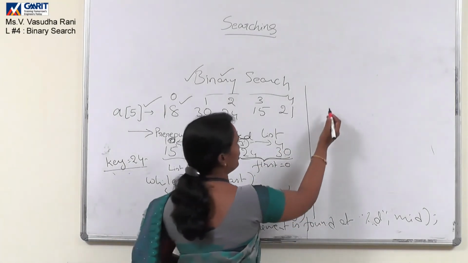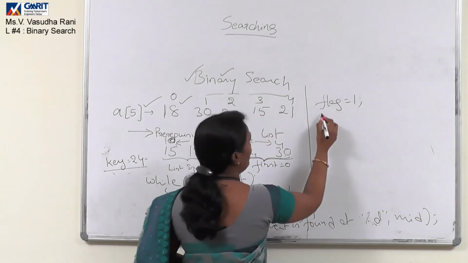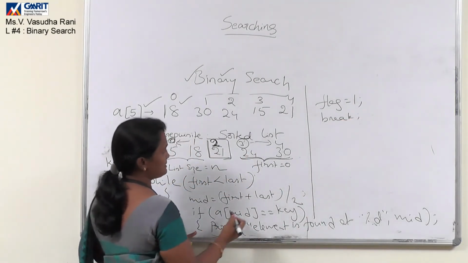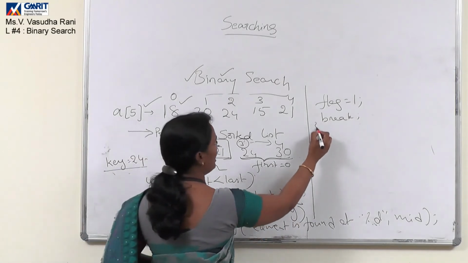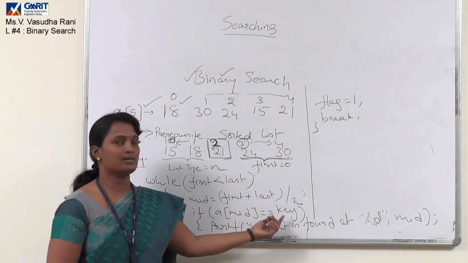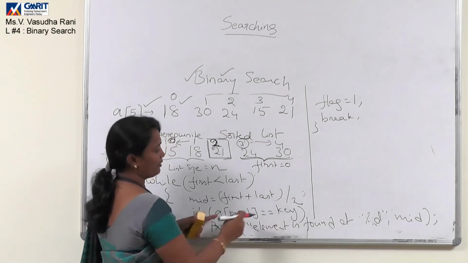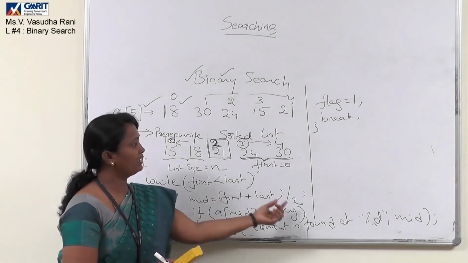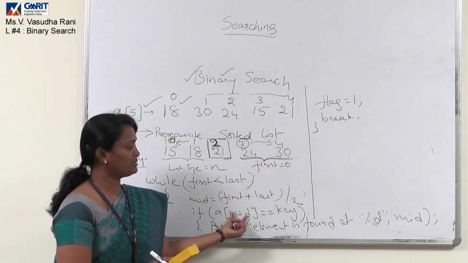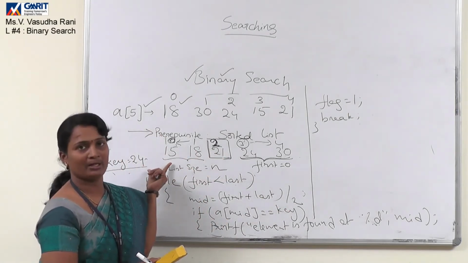Element is found at the mid position, and we make the flag 1 and we have to break from here. Else, if A of mid is not equal to key, we'll find two cases: A of mid is less than key or A of mid is greater than key. When A of mid is less than key, it indicates that the key is available in the right part. If A of mid is greater than key, we can understand that the key is available in the left part of the list.